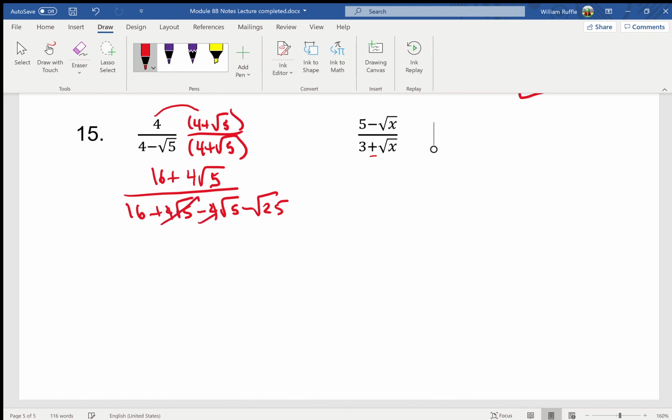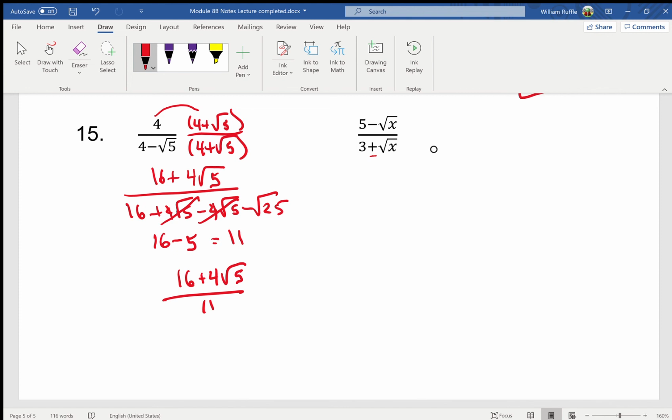4 root 5 minus 4 root 5 cancels. 16 minus, well, the square root of 25 is 5. So the bottom is 11. So the answer is 16 plus 4 root 5 all over 11. Again, no square root in the bottom.